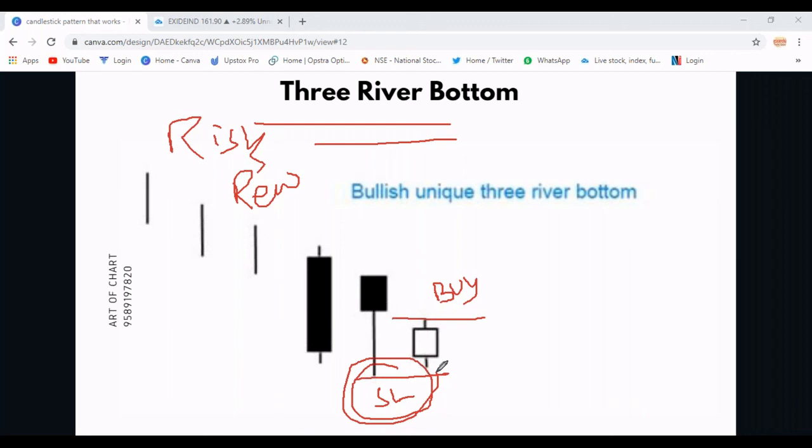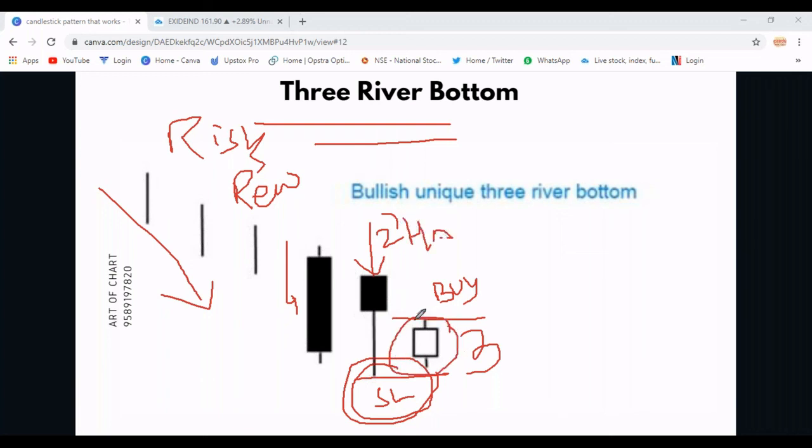Whenever the risk is very little, that is one of the best trades you can do. So buy above the high of this third candle and place a stop loss at the lowest low. Generally it is the low of the second candle, which is a hammer candle. So the criteria for this one are: the prior trend should be a downtrend, the first candle should be a bearish one, the second candle should be a hammer candle, and the third candle body should be in between the body of the second candle. These are the criteria for the three river bottom pattern.